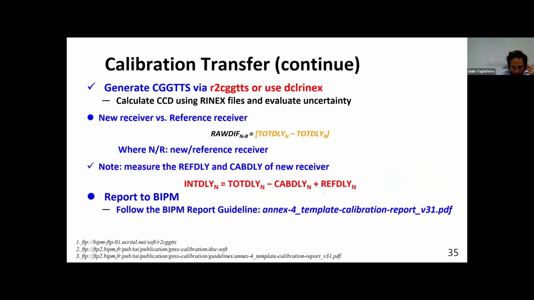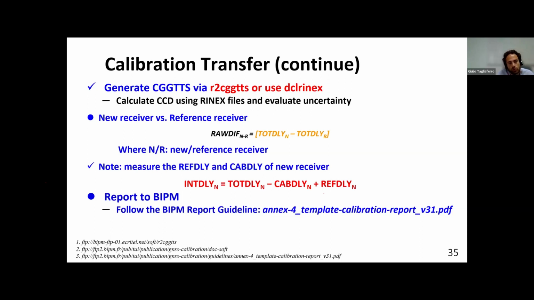Then, as Calvin has discussed before, one can compute the raw diff, that is the difference of the two receiver total delay, and from there, with the equation already discussed before, one can reconstruct the int delay of the new receiver. Also, in this case, a small report should be produced and submitted to the BIPM for approval.